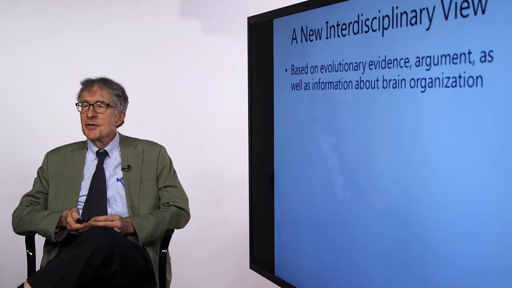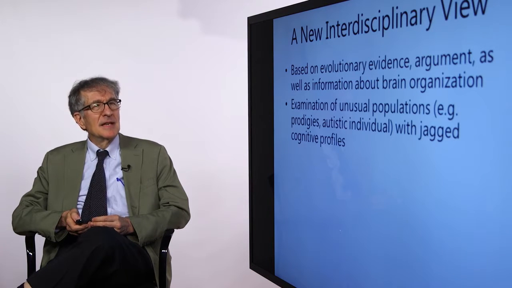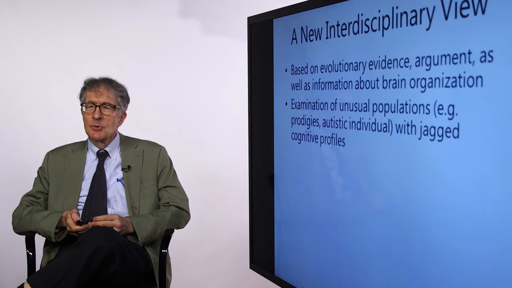It was based on lots of different evidence from lots of different quarters. What we know about evolution of the species over a long period of time, as well as evolution of the brain of Homo sapiens, as well as the brain of other species. Examining unusual populations. We'll talk about this at the end of the talk. Individuals who are prodigious, individuals who are autistic, individuals who have very jagged profiles.